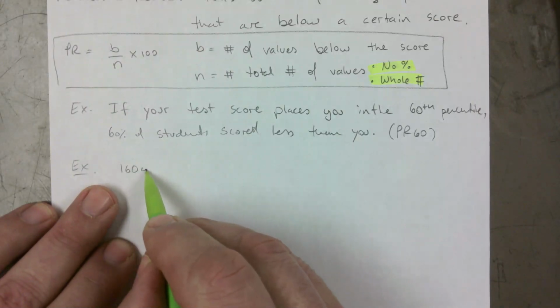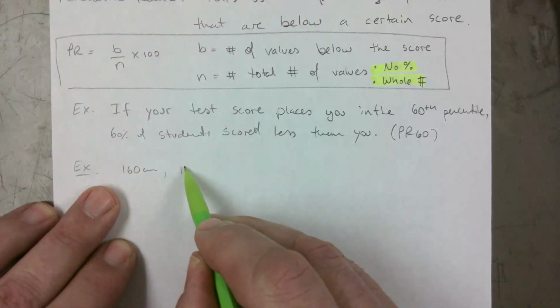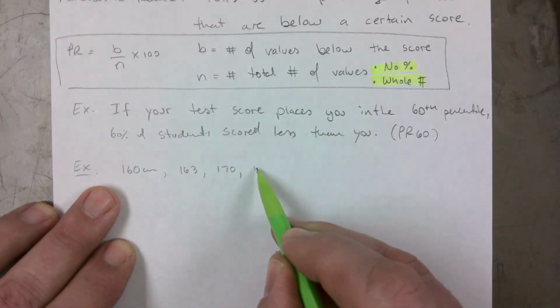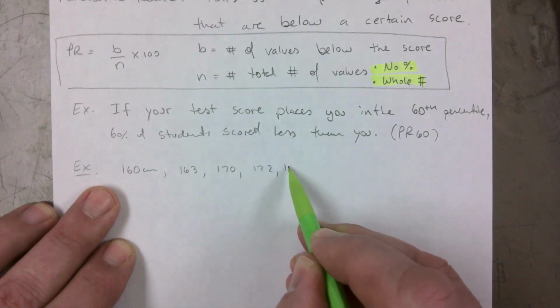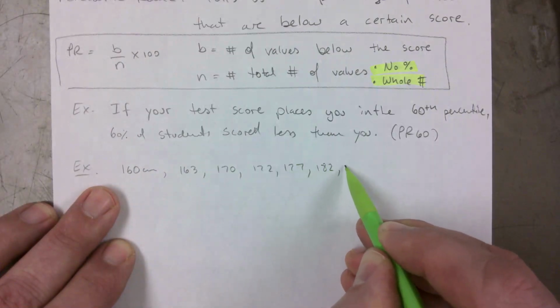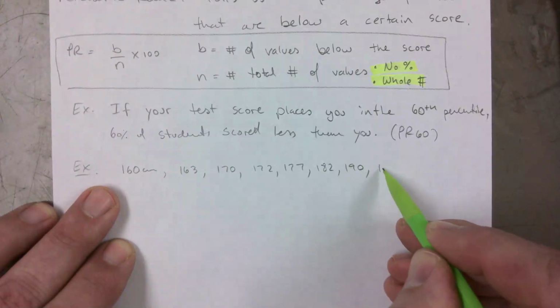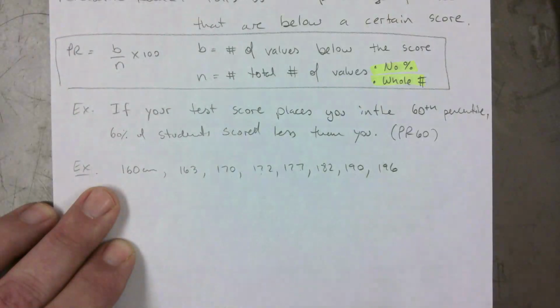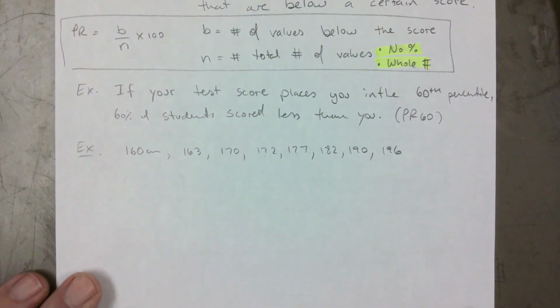So 160 centimeters, 163, 170, 172, 177, 182, 190, and 196, let's say. There's 8 values here. Okay?